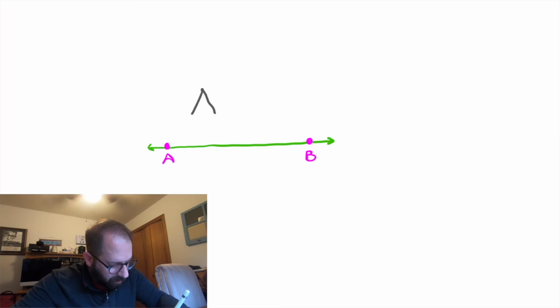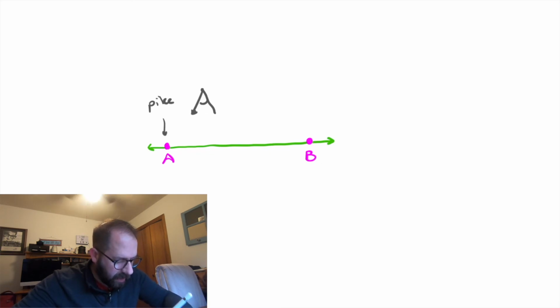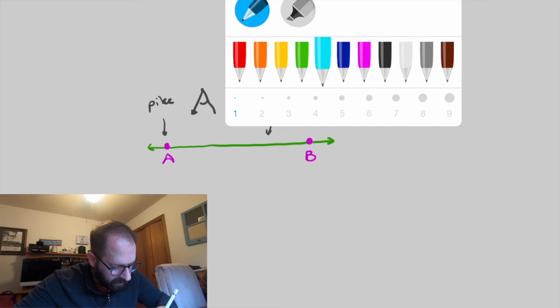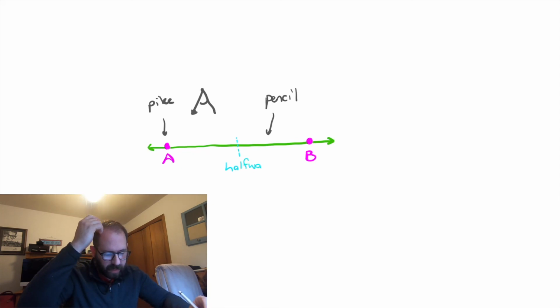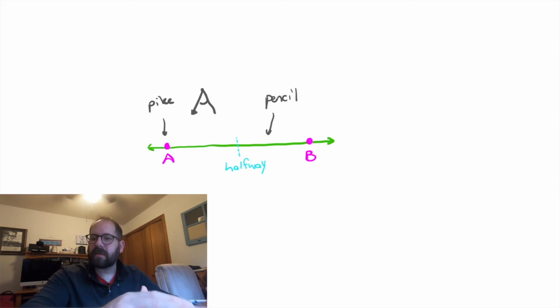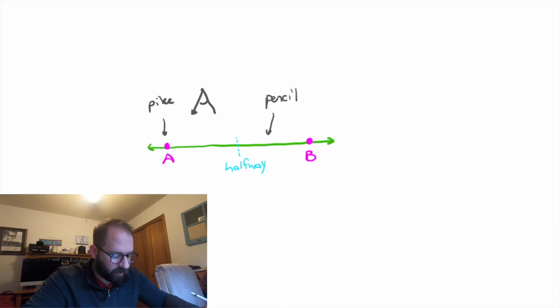I'm going to put the little pike end on A. Pike's on A. And all you have to make sure of is that the pencil is past the halfway point. So the pencil just has to be past wherever you think the halfway point is between A and B. This is kind of where I'm imagining where halfway is, ballparking that in my head. I just need to make sure the pencil is clearly past the halfway point.